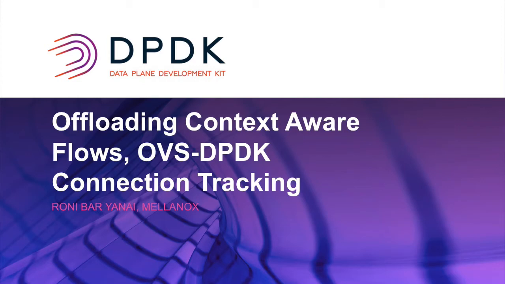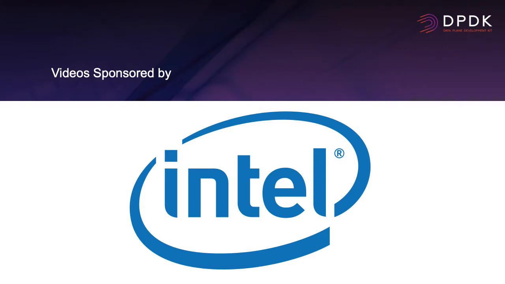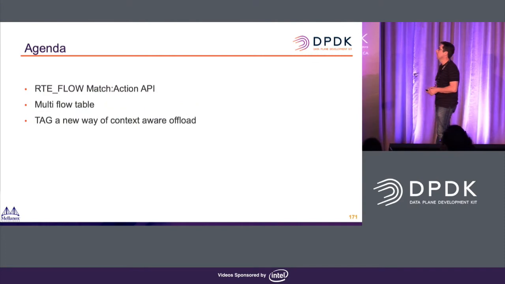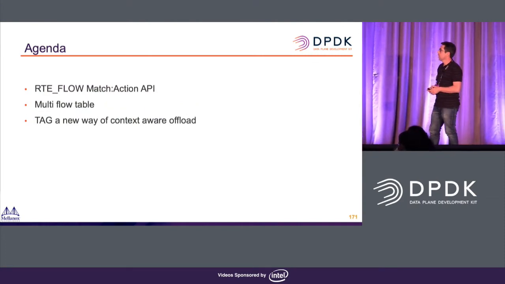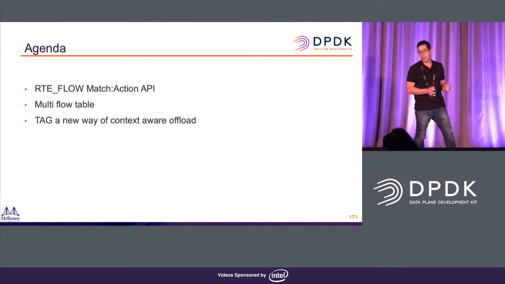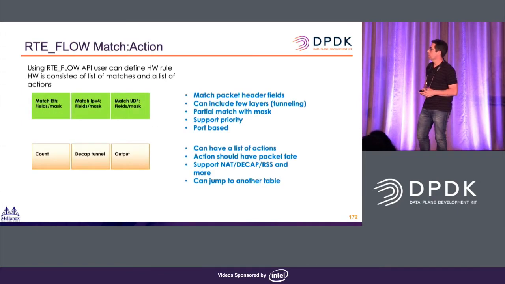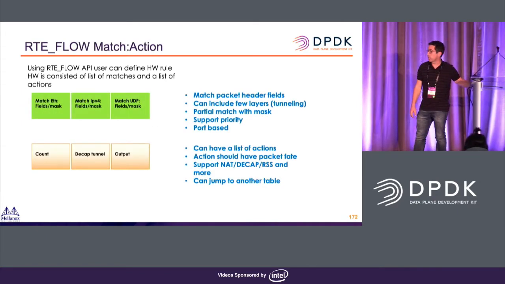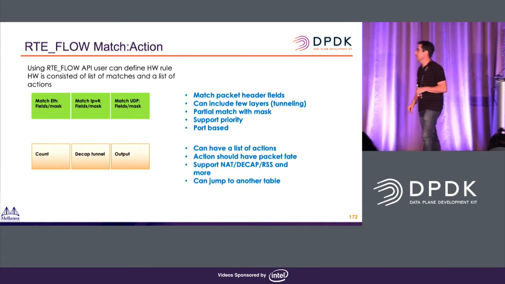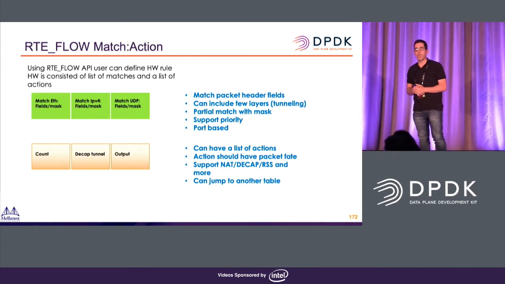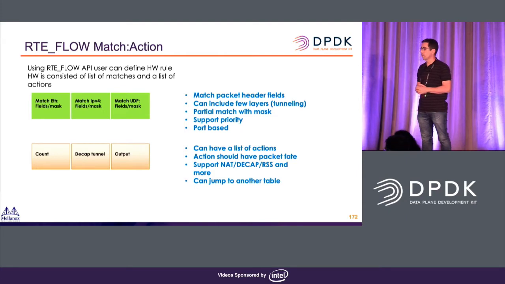Okay, we are then going to introduce multi-flow versus single flow, which is about how the controller is going to work. Will it use a single flow or will it use multiple tables to describe the flows? And last, I will introduce what we call tag, a new way for context offload.